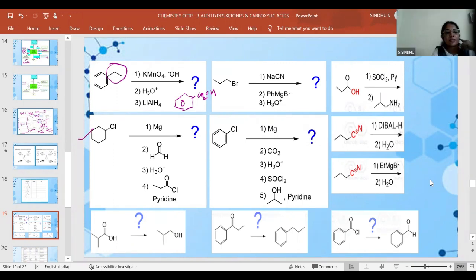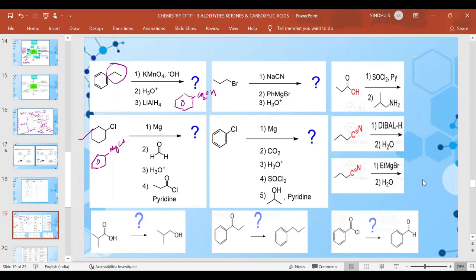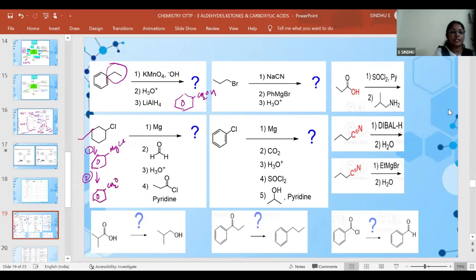Grignard reagent. So first step, as sir told, is Grignard reagent. Second is with formaldehyde. And then hydrolysis. The second and third steps put together, we get benzyl alcohol, CH2OH.